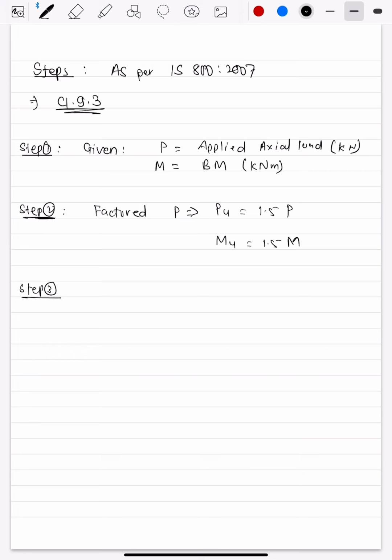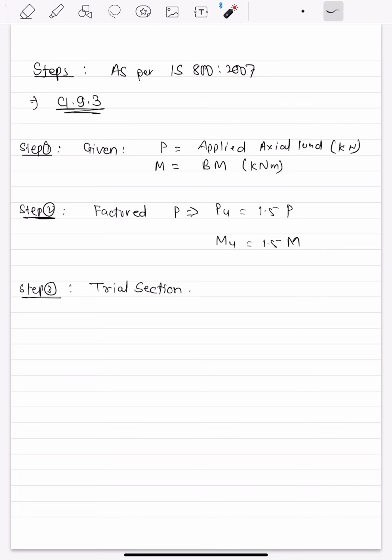Now this is a design of a section, so you will go for a trial section. You need to find a trial section. So how will you find the trial section? Basically, we decide some trial section based on the axial load which is acting, PU. Based on this, we just ignore the MU for selecting a trial section.